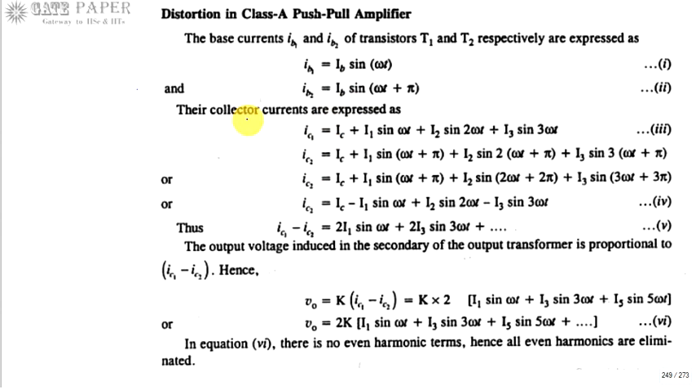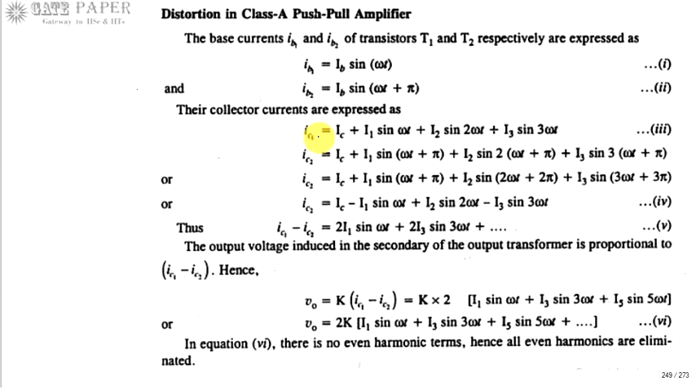Next, if we know IB1 and IB2, we can write the collector currents. If there is no distortion, the collector current IC1 is equal to IC sin omega t, and IC2 is equal to IC sin (omega t plus pi). But since the output gets distorted, we write them using the Fourier series, expressing them in terms of harmonics. By using the Fourier series, any periodic signal can be converted into a DC component and the AC components, that is, the harmonics along with the fundamental frequency.